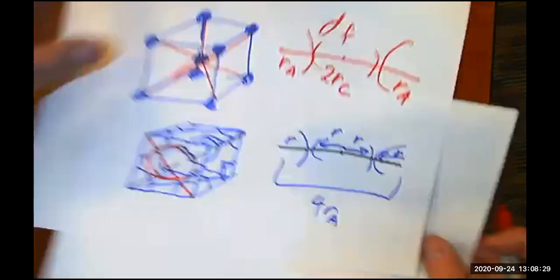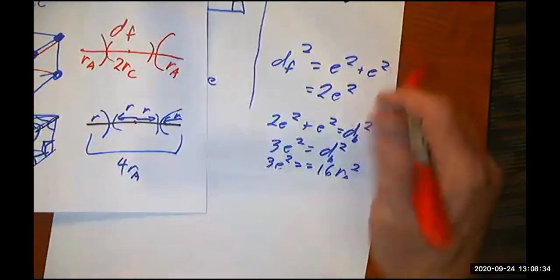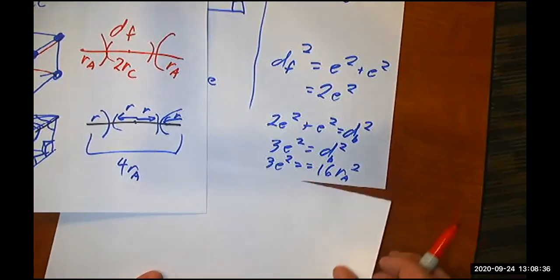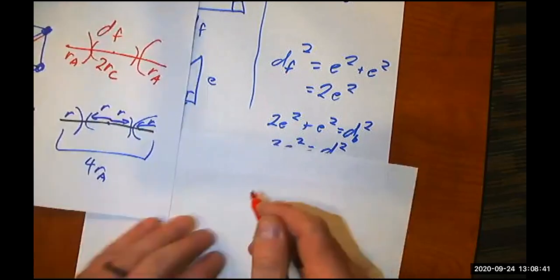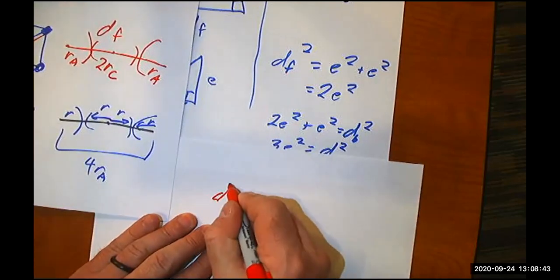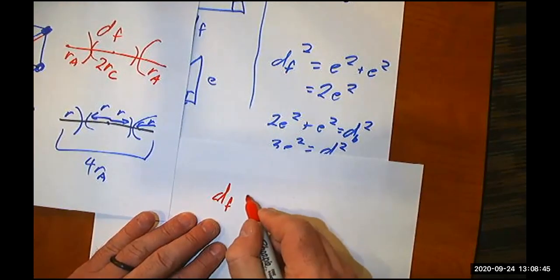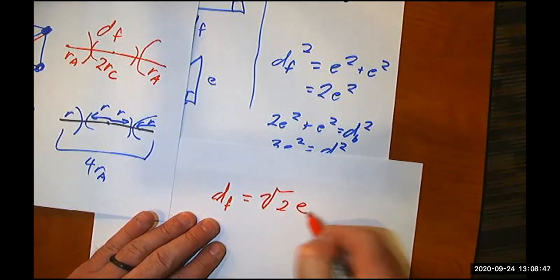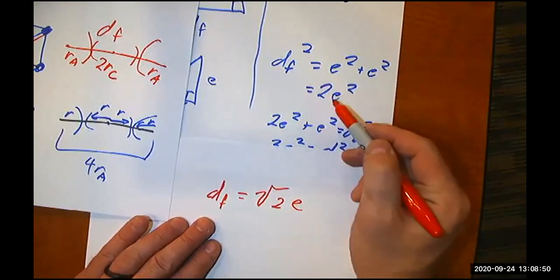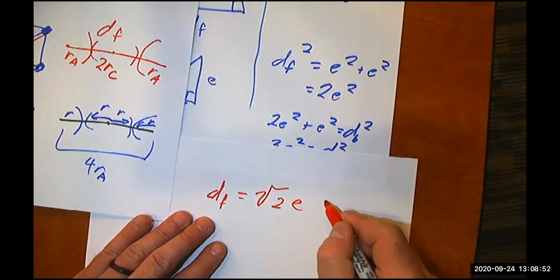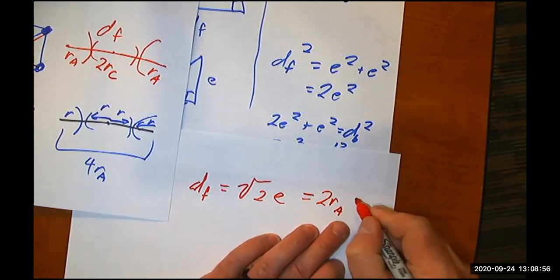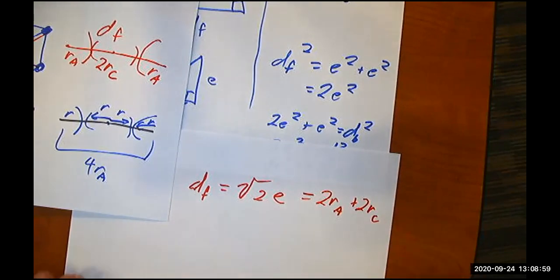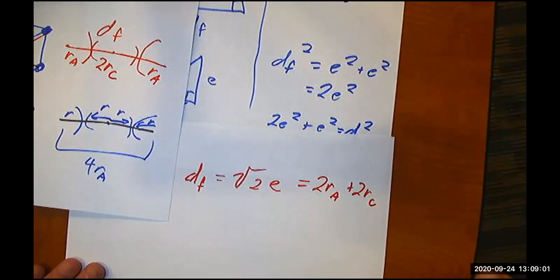So if we're trying to figure out RC, let's see what our face diagonal is. The face diagonal is going to be square root of 2 times the edge length from this. And we know that that is now going to be 2RA plus 2RC, right?